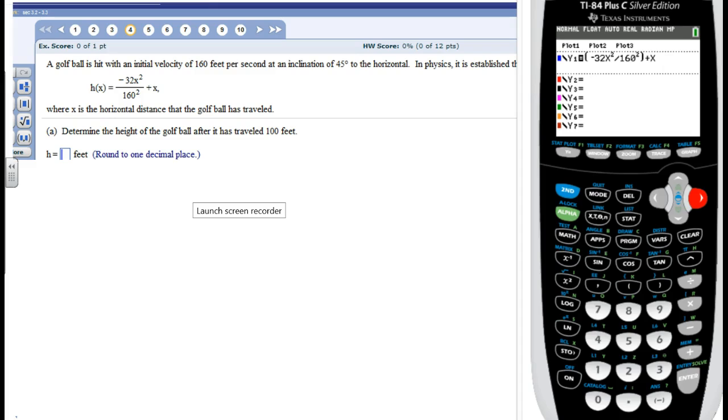A student asked me about how to determine the height of the golf ball after it's traveled 100 feet. I would type this into your calculator.